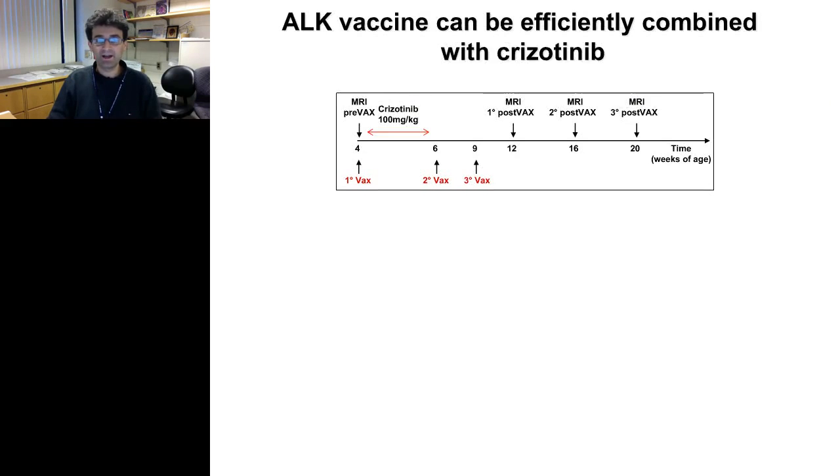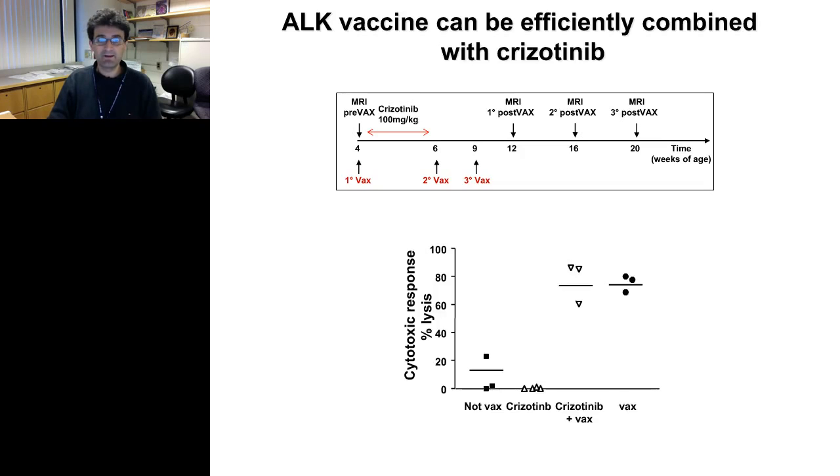So first of all, we checked if the mice were sensitive to crizotinib, and if crizotinib could be combined safely with vaccine. So in the first experiment, we were combining, as you see here, crizotinib in the middle of the first and second round of DNA vaccination to see if the crizotinib treatment was affecting the response of the immune system. And the answer was no, because you see here the control, and when you combine vaccination with crizotinib, you see that you get as good a cytotoxic activity as the vaccine alone. So crizotinib could be safely combined with ALK vaccination.